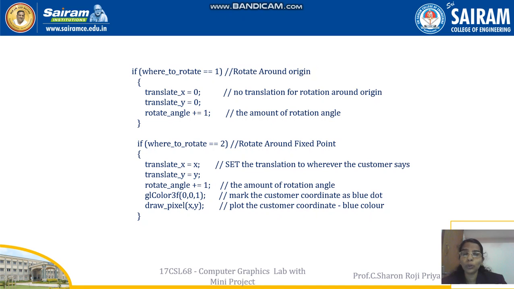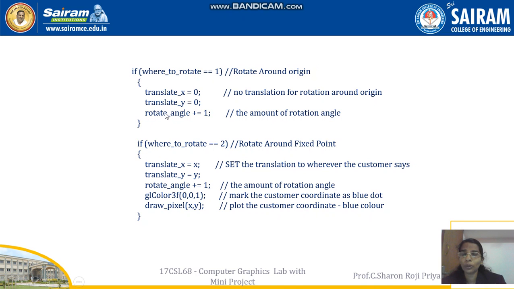Using my menu, when you click the right mouse button, the menu will be displayed. You can select any one of the menus. Whichever menu you are selecting, using the corresponding ID, I'll perform the rotation. If I'm selecting rotate around origin, I should not perform any translation. You know what is translation? Translation is nothing but displacement. Just rotate it in the given angle.